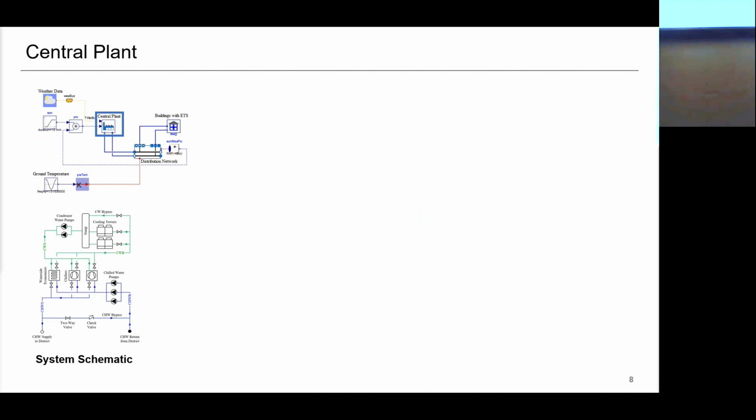Okay, I have a question. For the district cooling system, based on my experience, the heat loss around the distribution system cannot be like that. So I'm just wondering, how do you do the calculation for dissipation from the pipe?